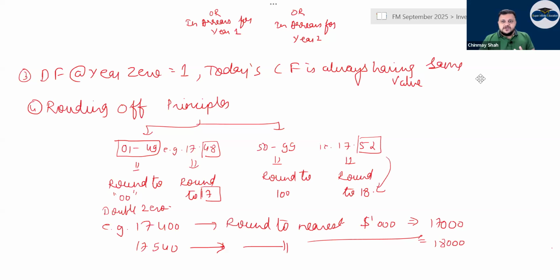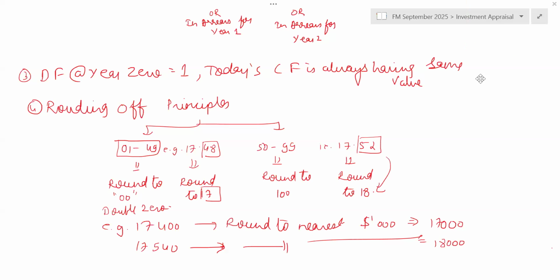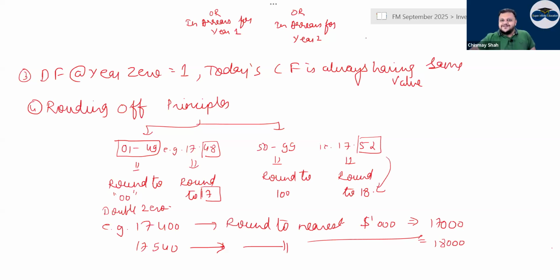17.48% to the nearest percentage. 17%. 17.52% to the nearest percentage. Vipasha madam, 18%. So this shouldn't be... I mean, 17.48 shouldn't be 18. Should it not be 18?